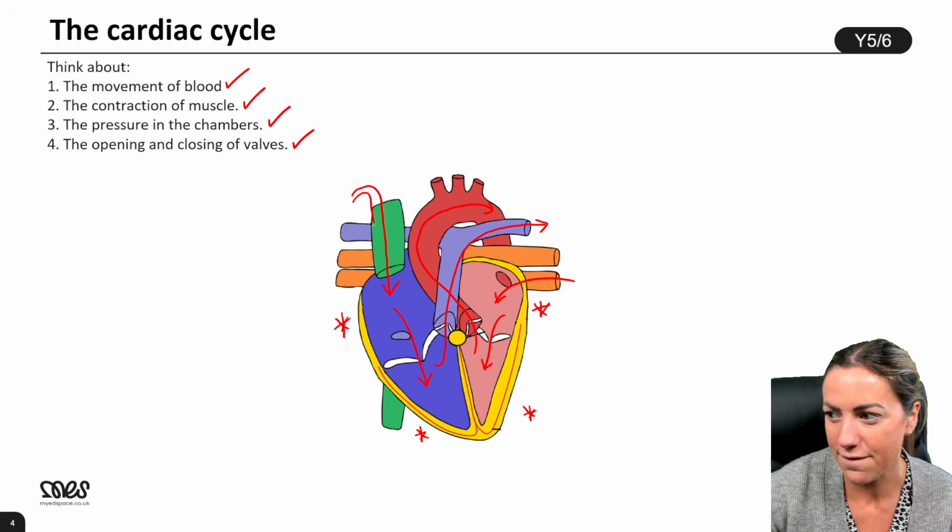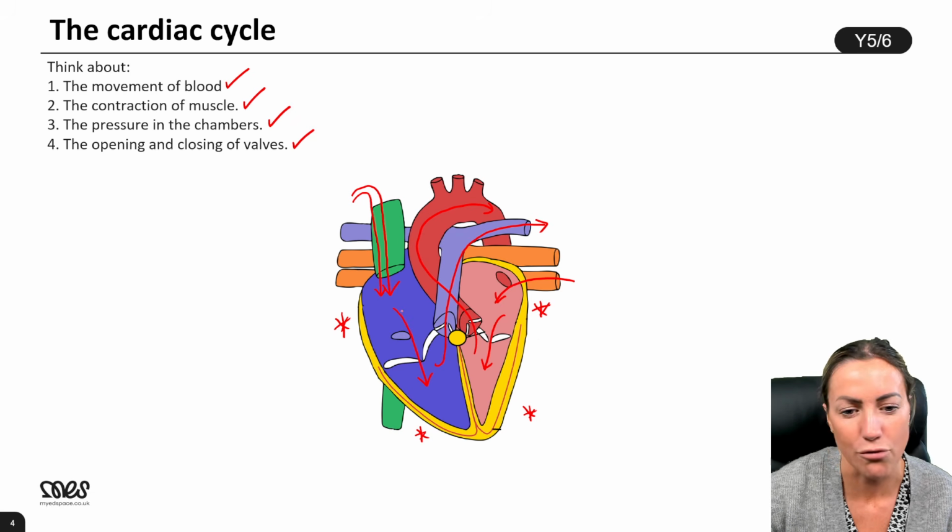So blood is flowing into the right atrium. So the right atrium is filling up with blood. And because it's filling up with blood, the pressure in the right atrium is going to be higher than the pressure in the right ventricle. And remember, if the pressure is higher behind the valve, that's going to push the valve open. So when the pressure in the atrium exceeds the pressure in the ventricle, the atrioventricular valve opens, it's forced open, and that means blood can flow through.